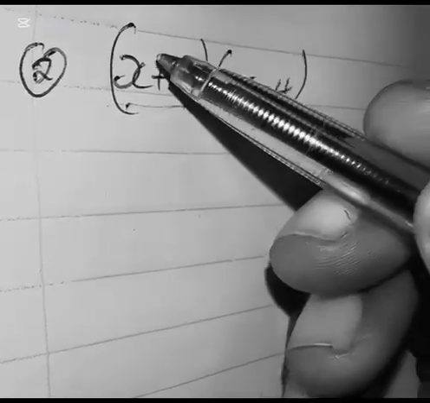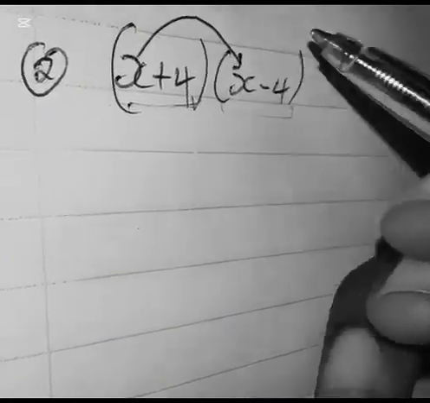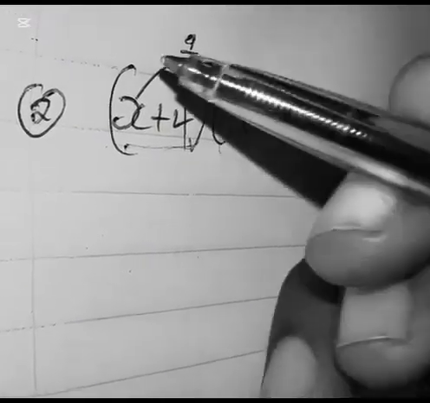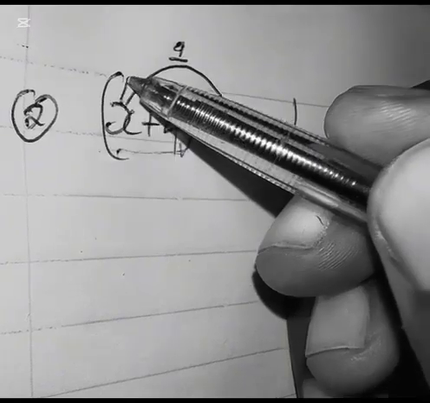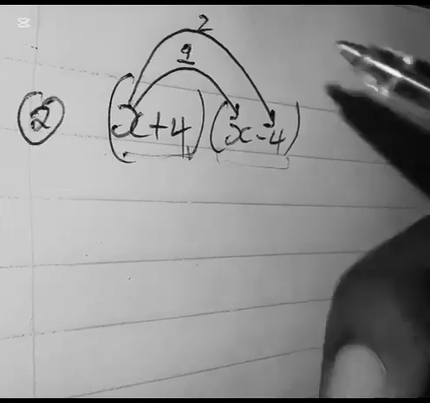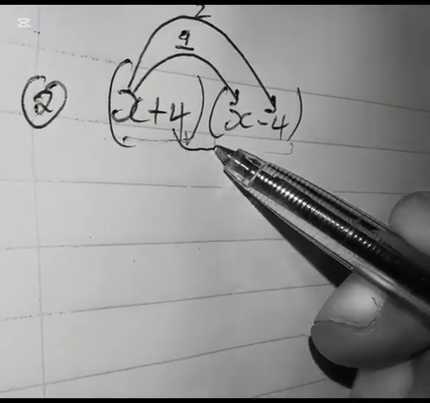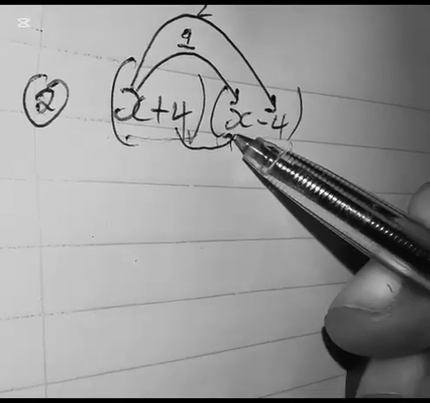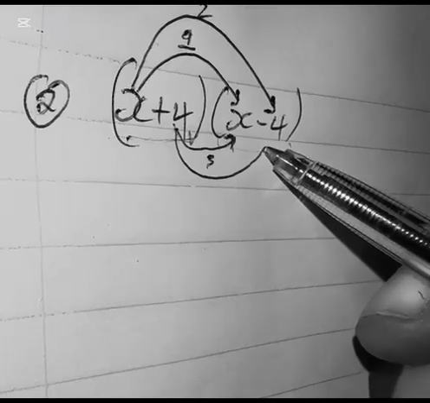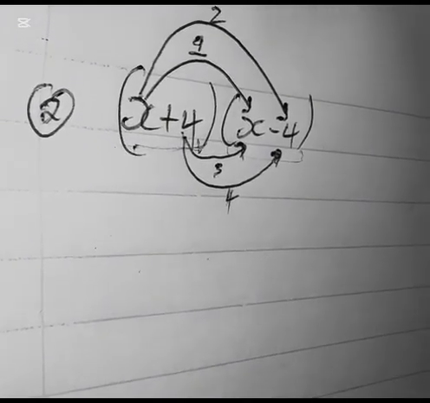Firstly, we know that this x will multiply this x. This is root number 1. Then secondly, this x is going to multiply this negative 4. This will be our second root. Then after that, this 4 will multiply this x. This is our third root. Then this 4 will multiply negative 4. That will be our fourth root.